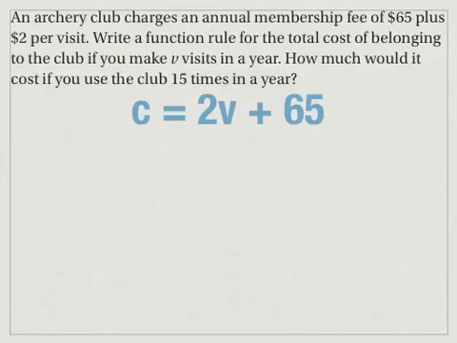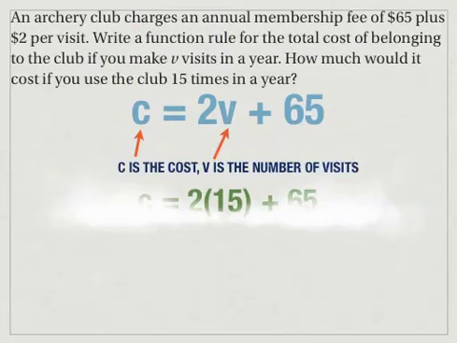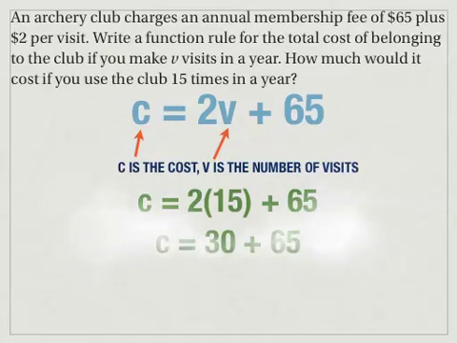The next question says, how much would it cost if you use the club 15 times in a year? So to solve this for 15 times in a year, I need to plug in 15 for V. When I plug in 15 for V, 2 times 15 is 30. 30 plus 65 is going to be 95. So if you visit the club 15 times in a year, your total cost would be $95.